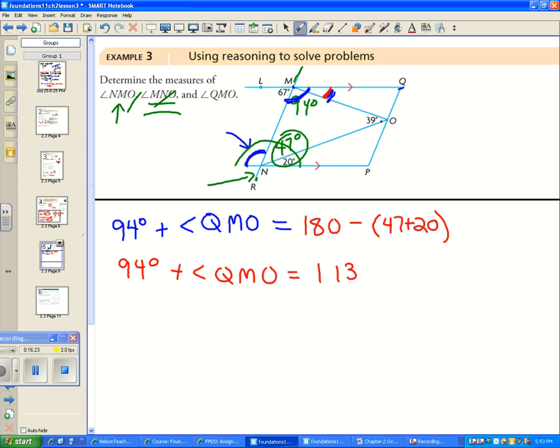You know, we could have done this easier just by taking that 67 degrees away from 180. That would have been much easier than what I did. And this happens oftentimes in triangles. There's sometimes more elegant ways. Okay, so angle QMO is equal to 113 minus 94, which is 19 degrees.